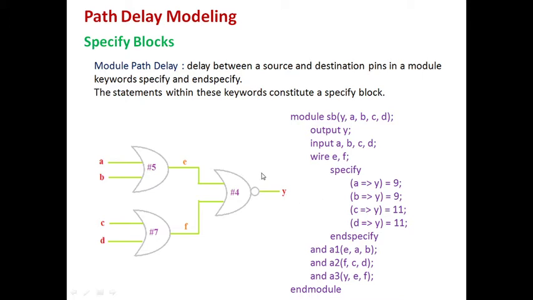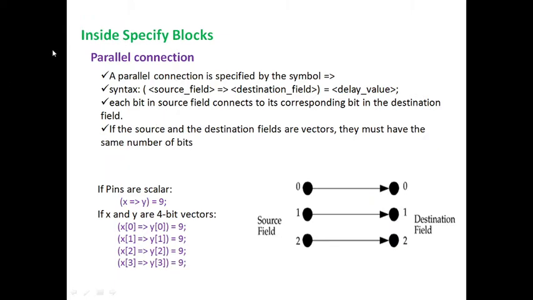And so here every path delay statement has a source field, you can see, and a destination field. Okay, so a parallel connection, I said that this is parallelly connected, that means inside your specify and endspecify all these statements are parallelly connected. So a parallel connection is specified by the symbol equality greater than. That means I am having here a source pin and destination pin, in between them equality greater than. This indicates that the source and destination are parallelly connected.